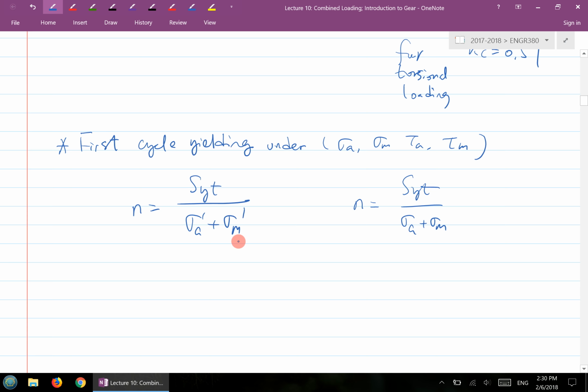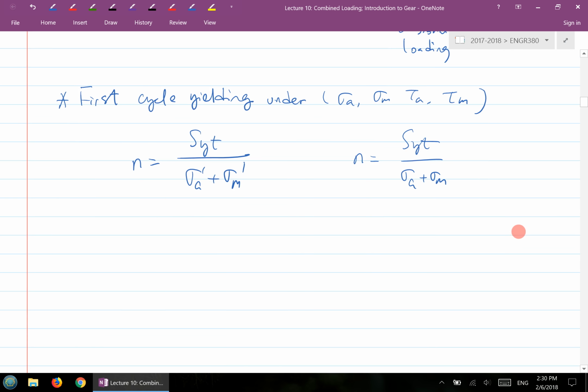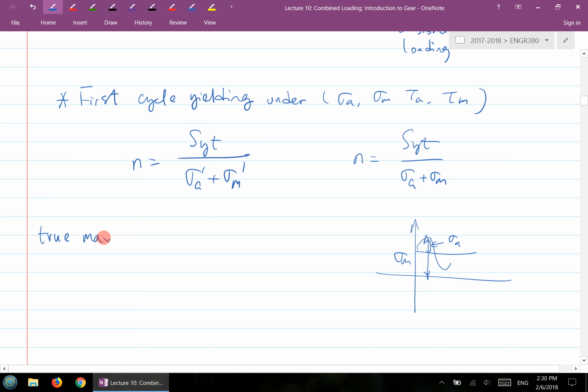Okay. Yeah. Now this is not the precise formula actually. Because we're talking about first cycle yielding, it's like the static analysis here. So you use SYT divided by the maximum value. So amplitude plus the mean, so maximum basically. So you have a sigma M and then sigma A. So sigma A plus sigma M is this portion here, right? There is actually a so-called true sigma max.